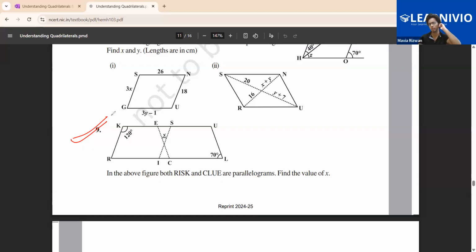And don't just look at the question. Move your hands, at least draw the figure. Don't just stare at the question, at least draw the figure. Drawing the figure will clear out half of your doubts.